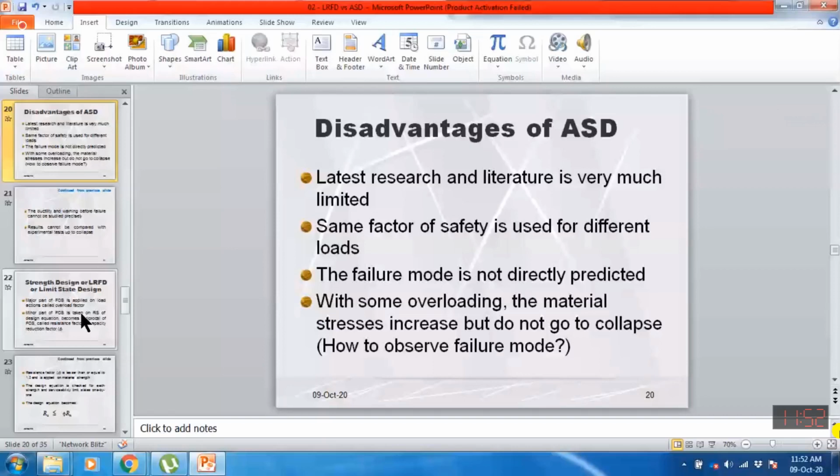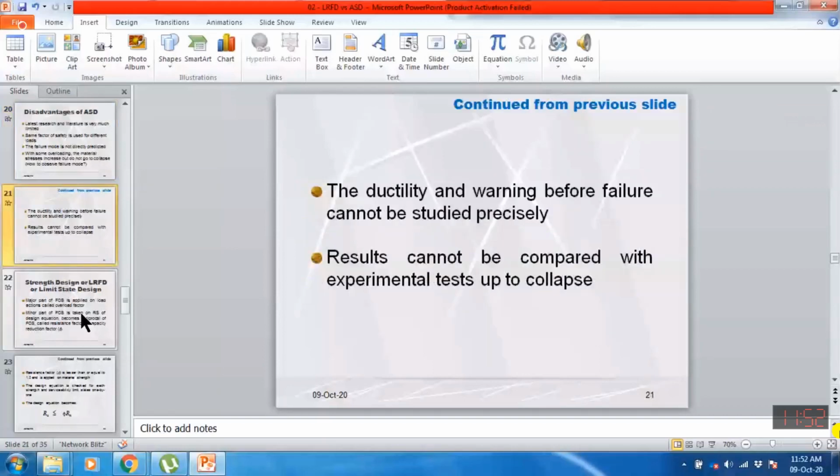Ductility and warning before failure cannot be studied precisely. Actually, we can only achieve ductility and warning if the material enters the yielding zone. Within the elastic range, the material ductility or strain will be very small. So results cannot be compared with the experimental test up to collapse.